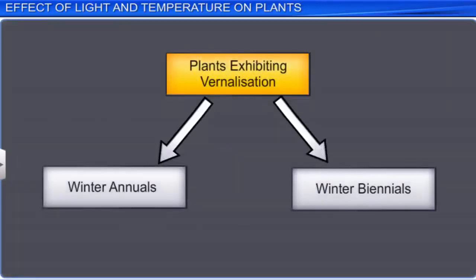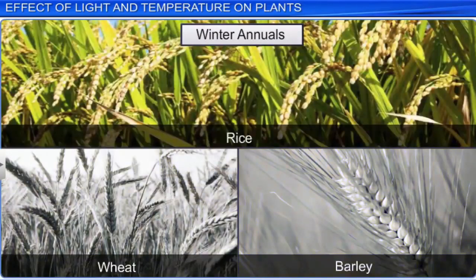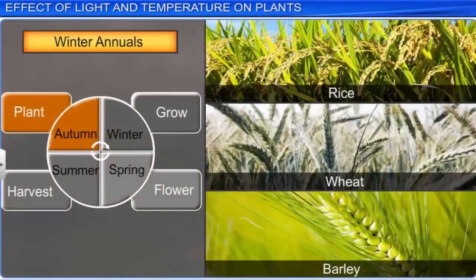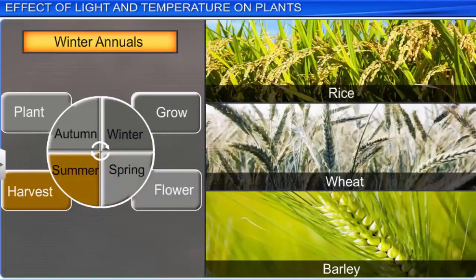Plants that exhibit vernalization include winter annuals and winter biennials. Winter annuals such as rice, wheat, and barley are planted during autumn. Their vegetative growth starts in winter when they undergo vernalization, which induces them to flower during spring. Finally, they are harvested in summer.